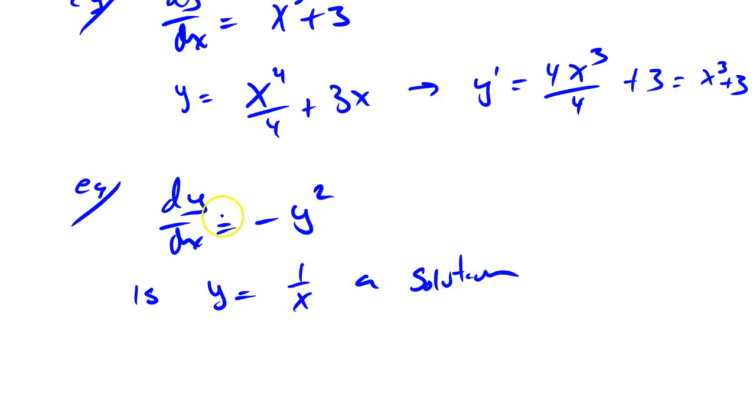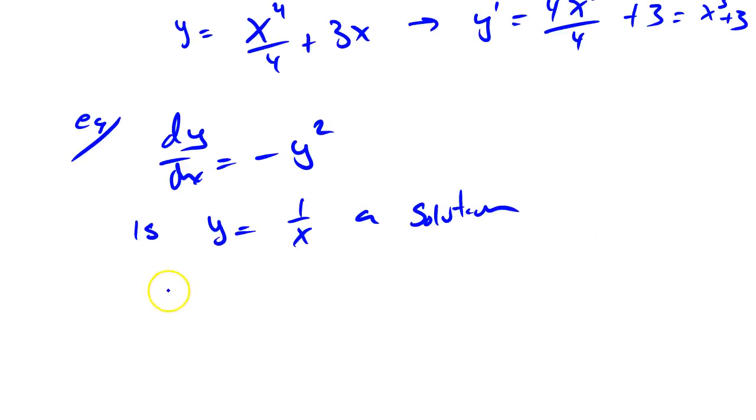So you plug it in on both sides. What is the derivative of 1 over x with respect to x? Well, it's x to the minus 1 power, so that's minus x to the minus 2 power, which I might write as minus 1 over x squared.